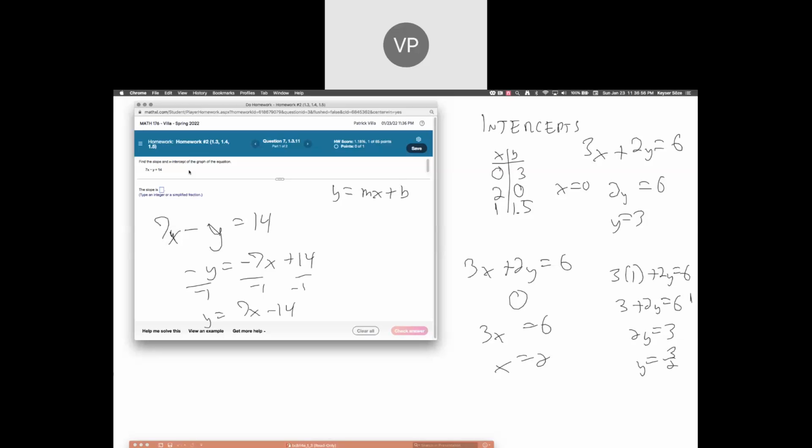So now I know my slope is 7, and I know my y-intercept is (0, -14). And that's all I need to plug in right here. Slope is 7. Good. Y-intercept. And now this is important because I always tell my students to write it in point form.